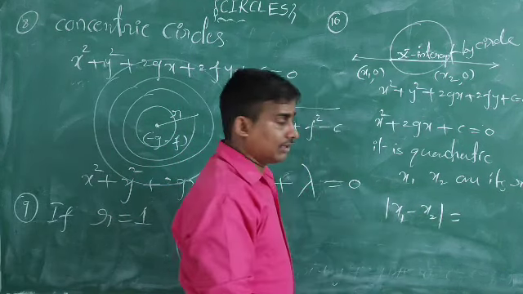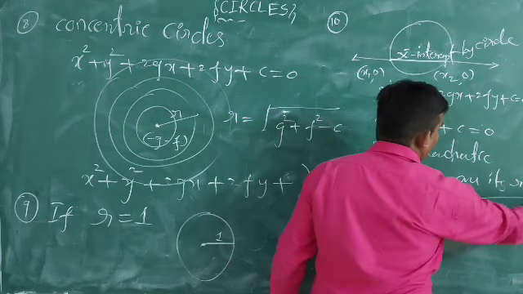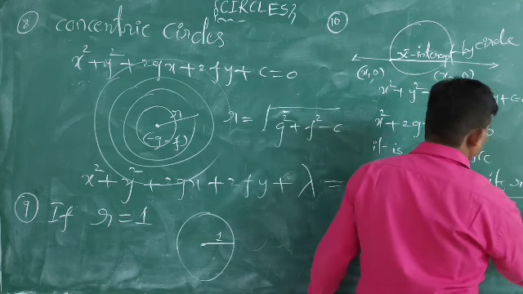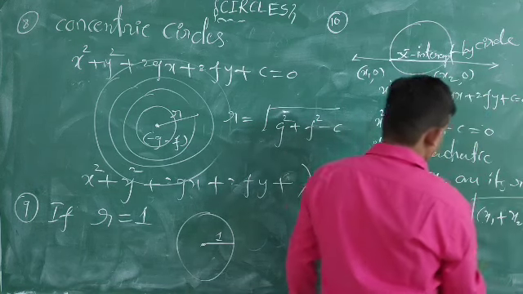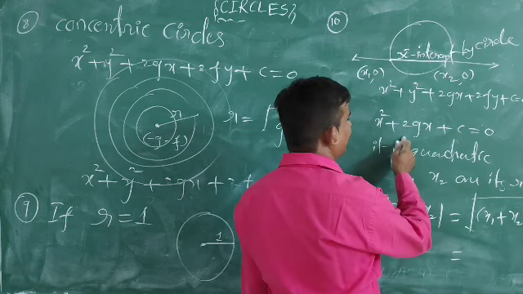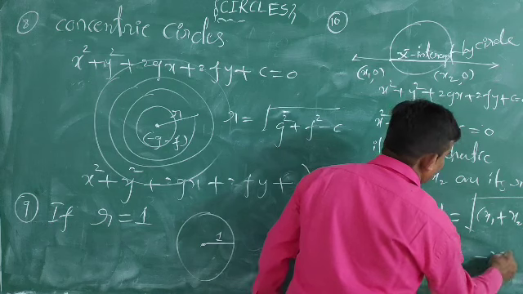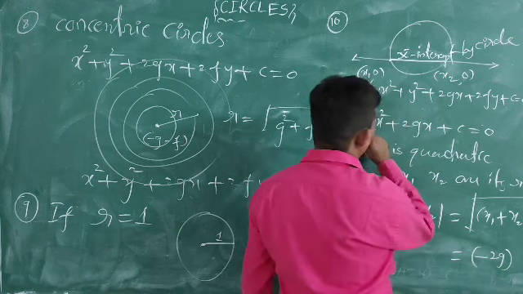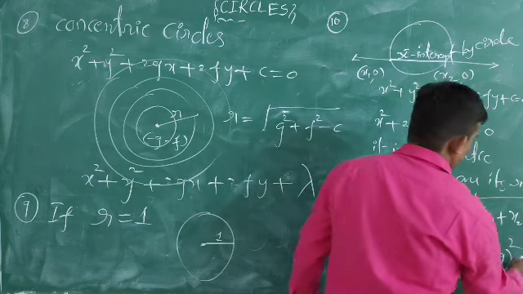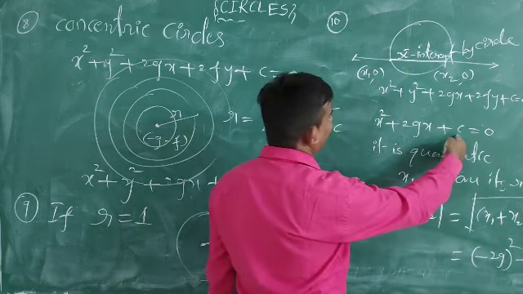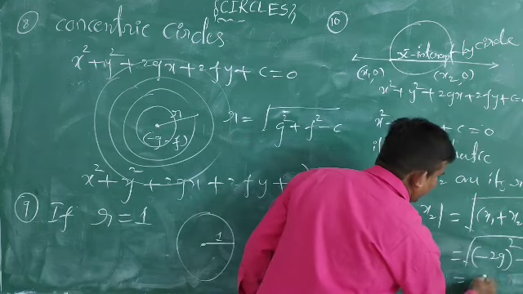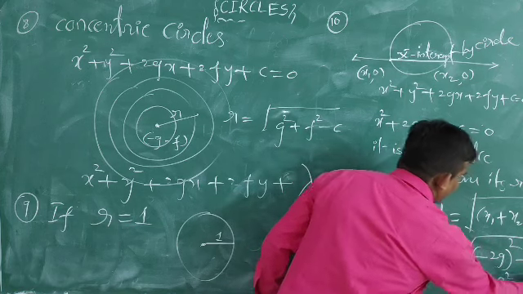The value of this will be equal to, very clear, (x1 plus x2) whole square minus 4x1x2. The sum of the roots of this equation is minus 2g, that is, minus coefficient of x by coefficient of x square. And the product of the roots, x1 x2, will be equal to c. Very clear. From it, we get the square root of 4g square minus 4c.